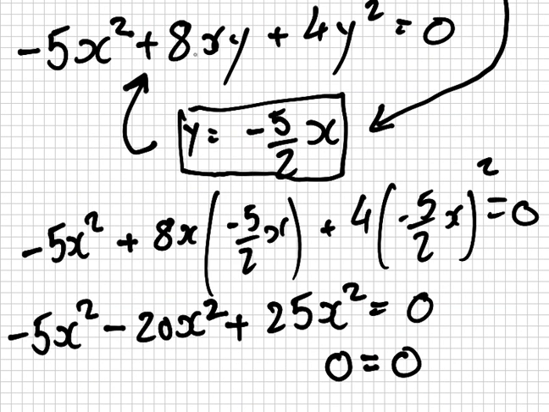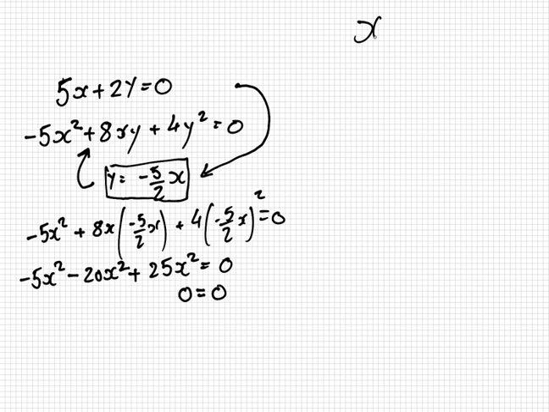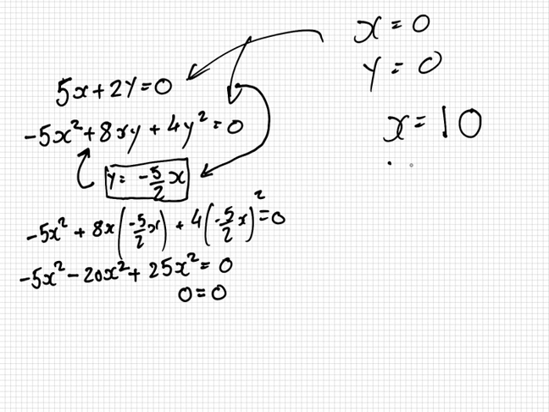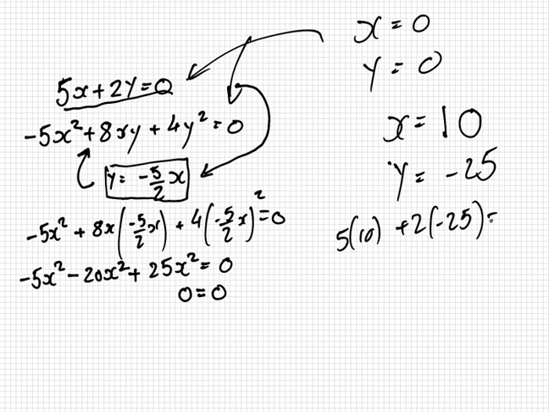Now, if x equals 0, what does y equal? 0. If I put that into both equations, do they both equal 0? Yeah. Now, if I put x equals 1, what should y equal? Well, let me choose a nice number. If I put x equals 10, what will y equal? It'd be minus 25. Now, I would like people to check that. Let's put 10 and minus 25 into the first one. So I have 5 times 10 plus 2 times minus 25. What's that equal to? 0.